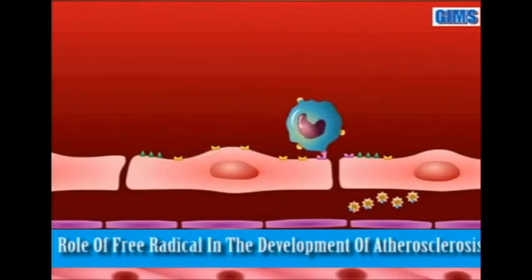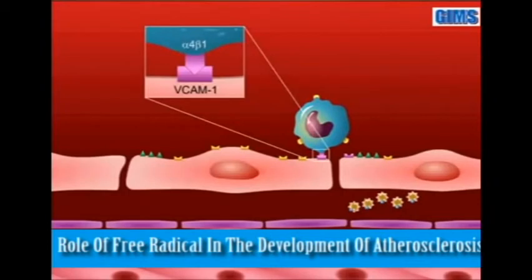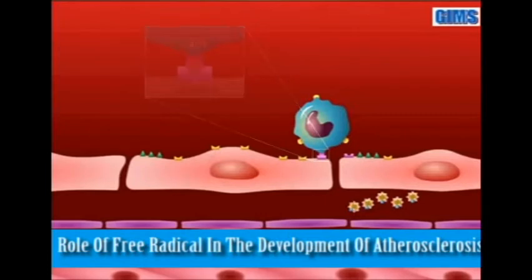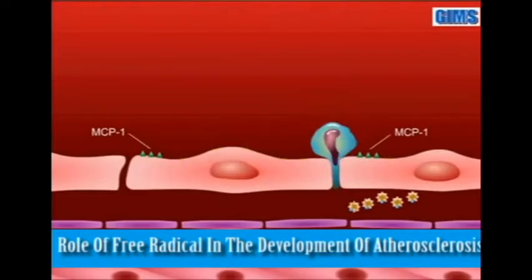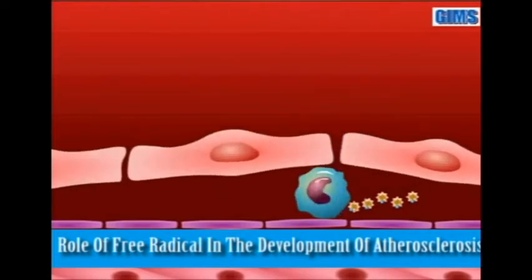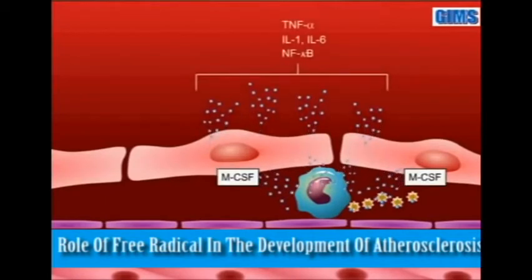Monocyte adhesion arrest results when alpha-1 beta-1 integrin and the VCAM1 receptor on the monocyte are activated by chemokines. MCP1 binds to its receptor CCL2 and signals for monocyte transmigration through the endothelium into the vessel wall. Monocytes differentiate into macrophages under the influence of macrophage CSF.